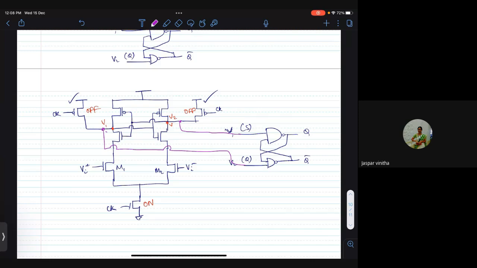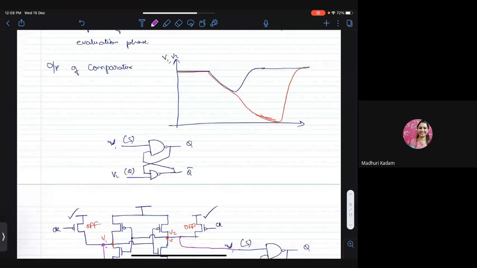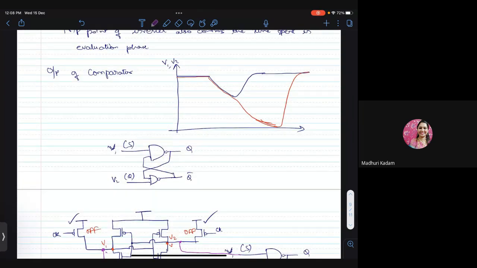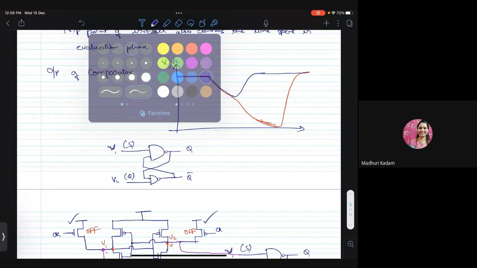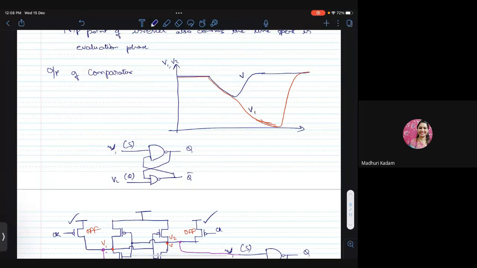Sir, above you have drawn two waveforms, red and blue color. What is the difference? One of them is V1, the other one is V2. The blue one is V1. It depends on the sign of the input. If Vi plus is more than Vi minus, V1 may go low. If it's the other way around, V2 will go low, and V1 will go to VDD.